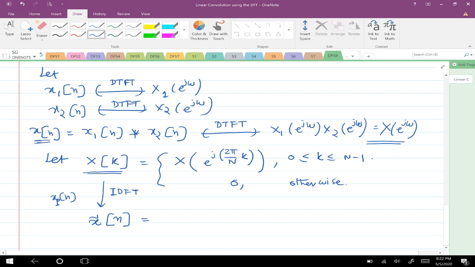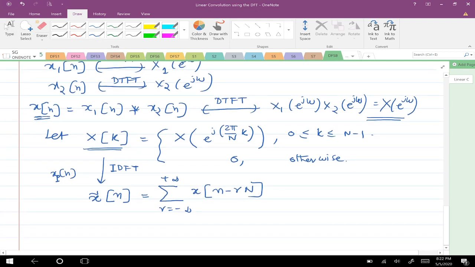So how is this xp of n related to x of n? This is what we have done, the sampling of DTFT. Please go to that video lecture if you don't remember this. We have seen there that this is equivalent to convolving x of n with an impulse train, with copies at distances of integer multiples of N. So that's equivalent to the sum from minus infinity to plus infinity of x of n minus r times N.